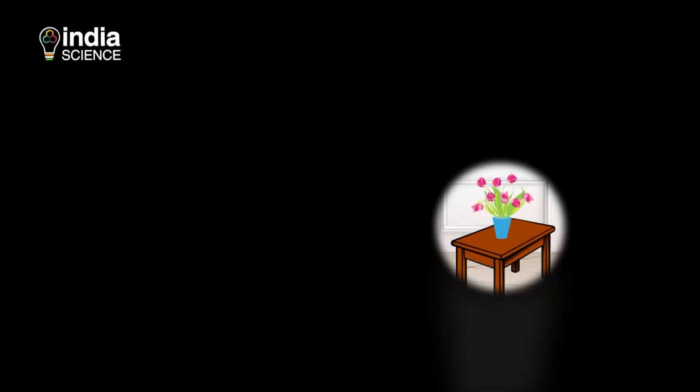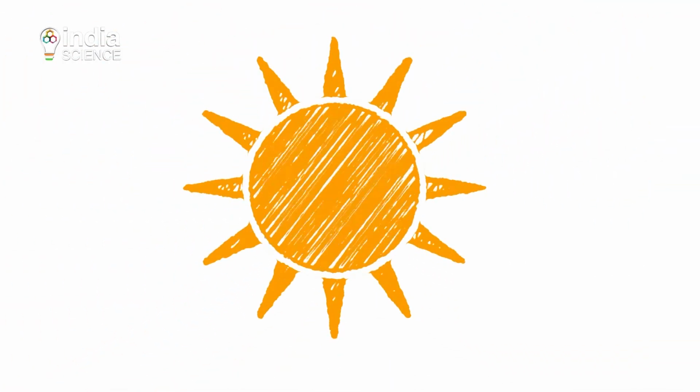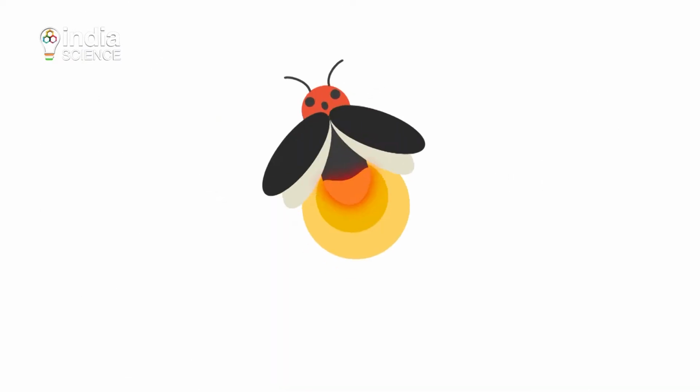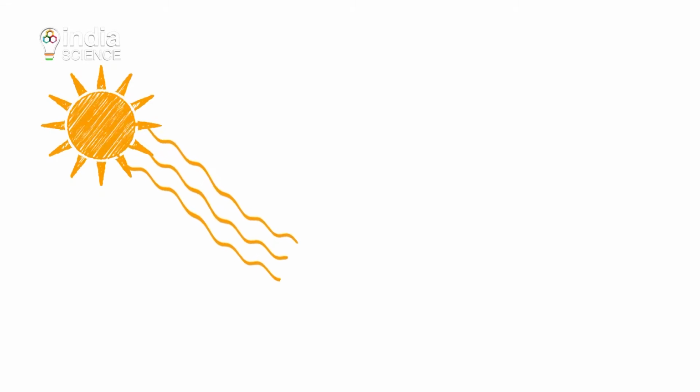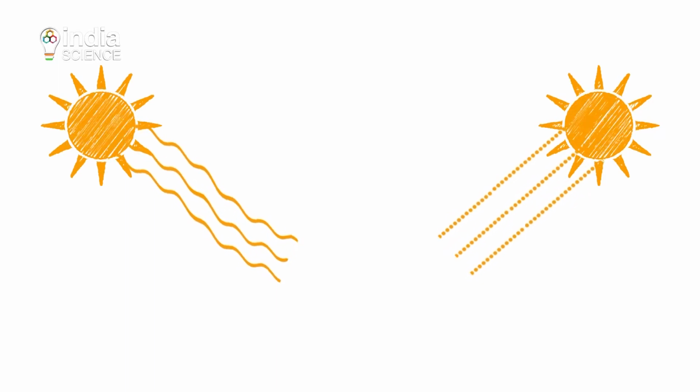We know that light helps us see all the objects around us. We also know that it can originate from sources like the sun, an electric bulb, or even a little firefly. But what is light? Is it made up of waves? Or is it made up of tiny particles like atoms?